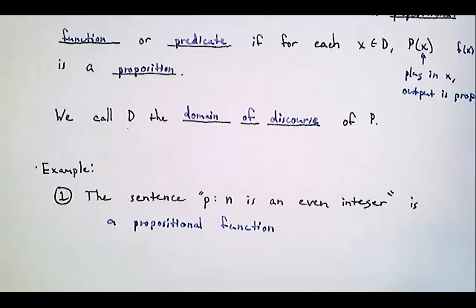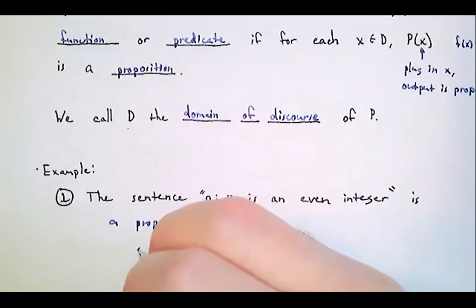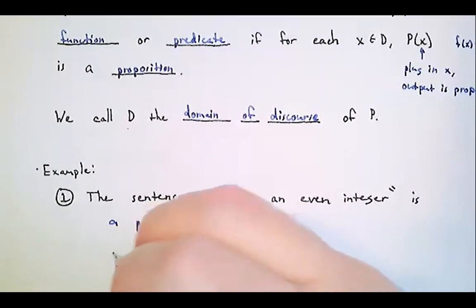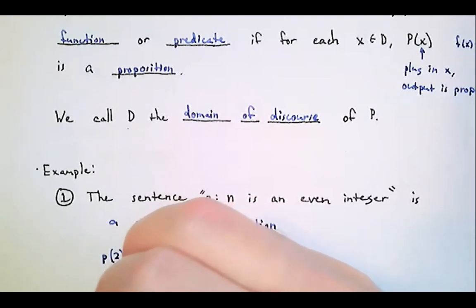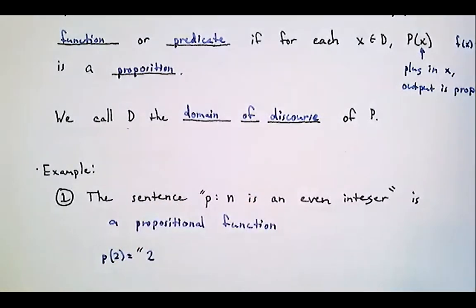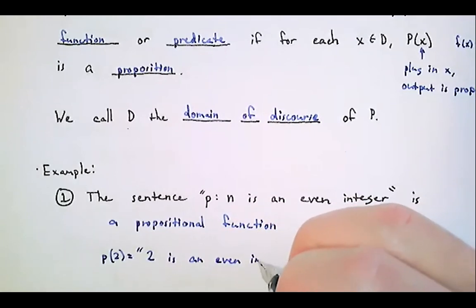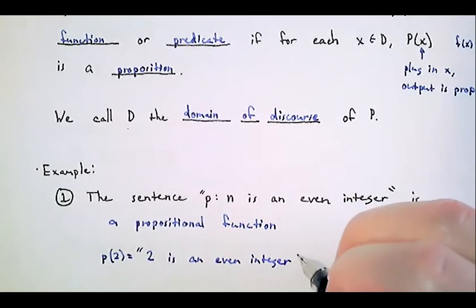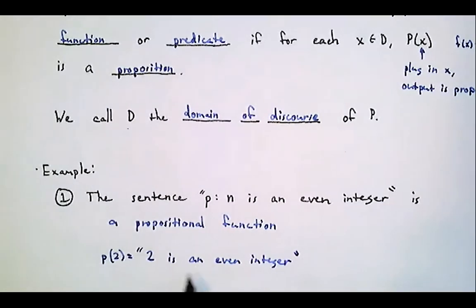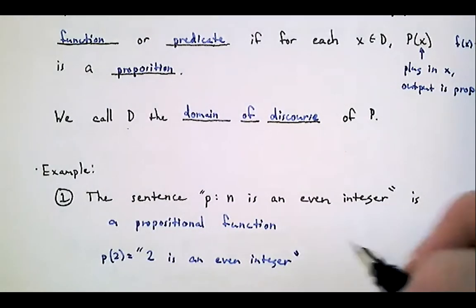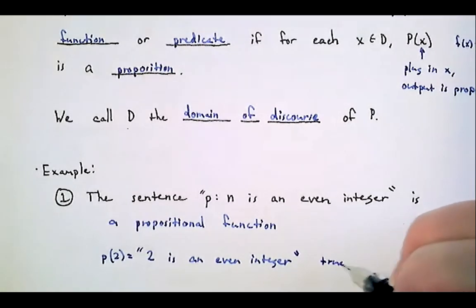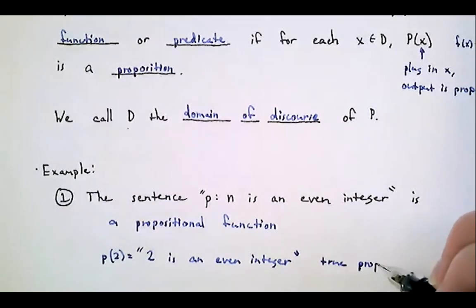So if I take a number, let's say 2, you might say P of 2 is the sentence 2 is an even integer. And this is a true proposition. Or if we had plugged in 3, we would get a false proposition.